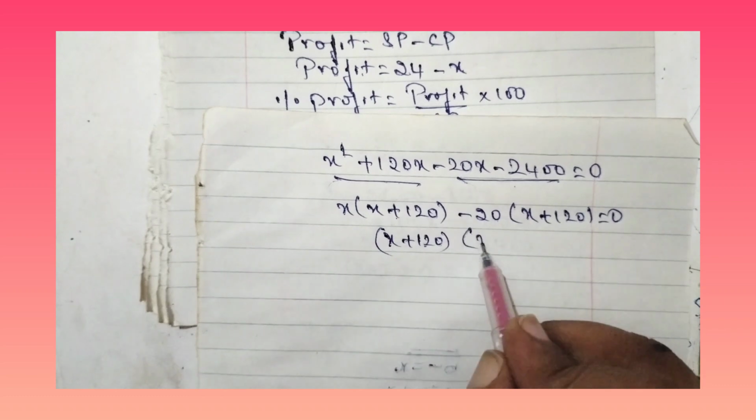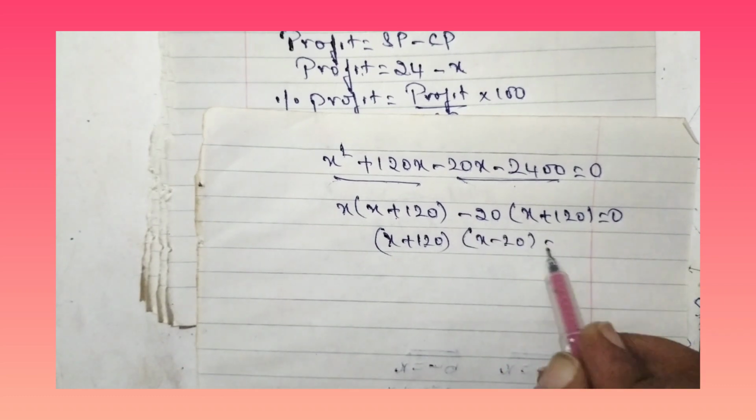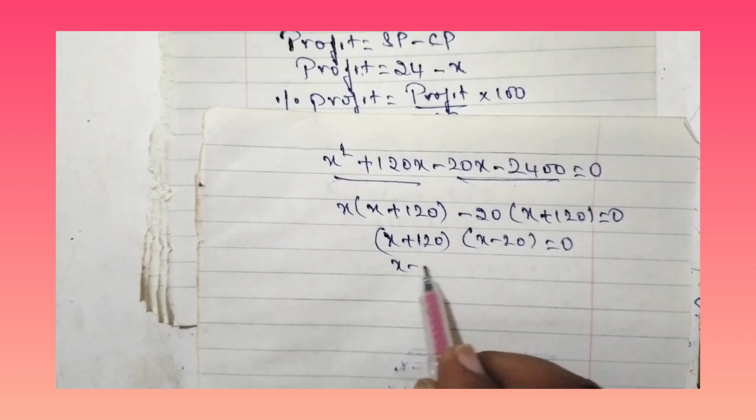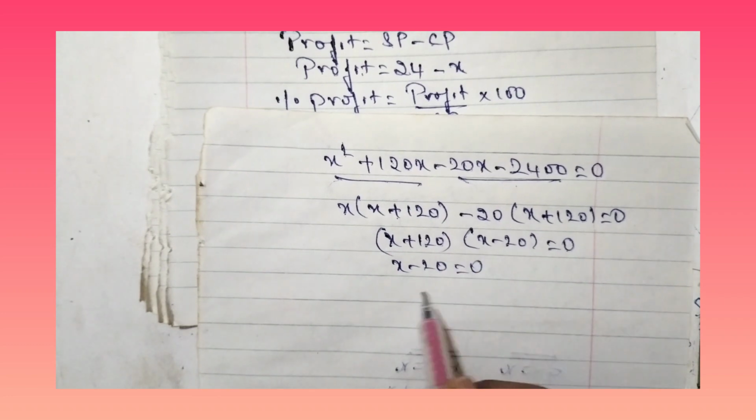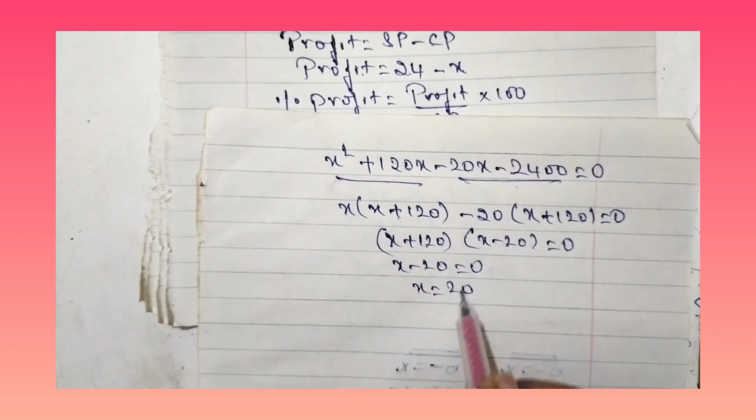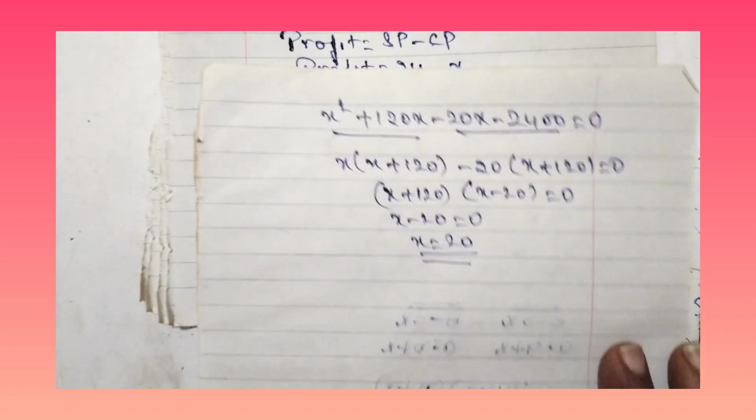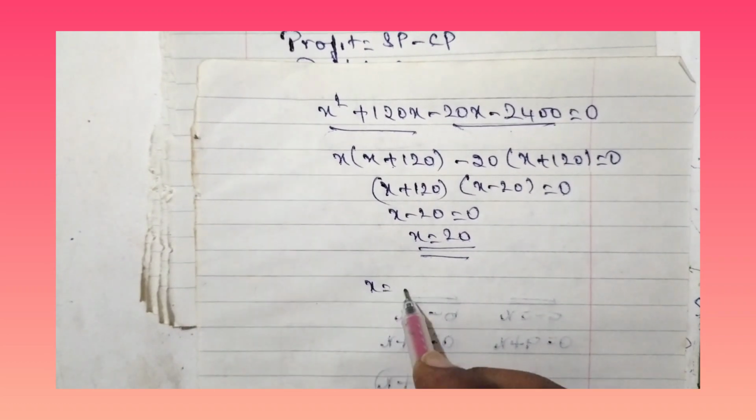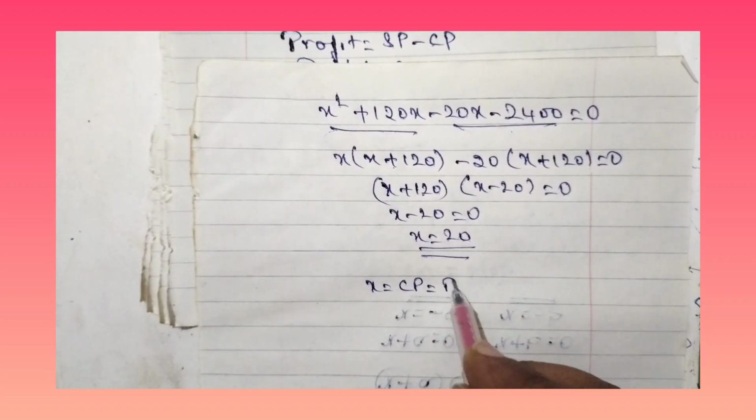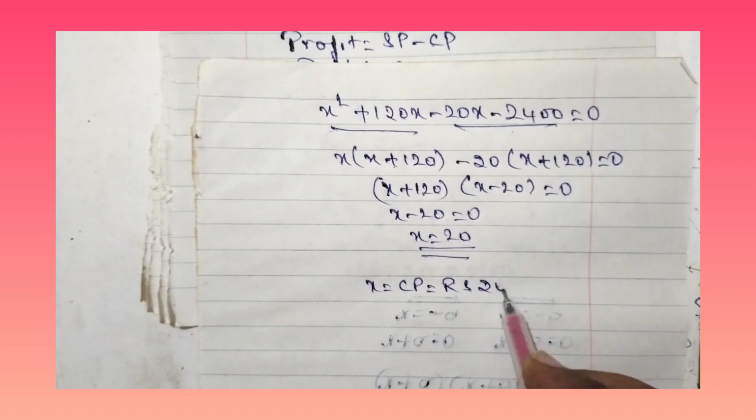Therefore, taking x plus 120 common, the remaining is x minus 20, which is equal to 0. So x minus 20 is equal to 0, and x is equal to 20. What we have taken as x is the cost price. Therefore, the cost price of the toy is rupees 20.